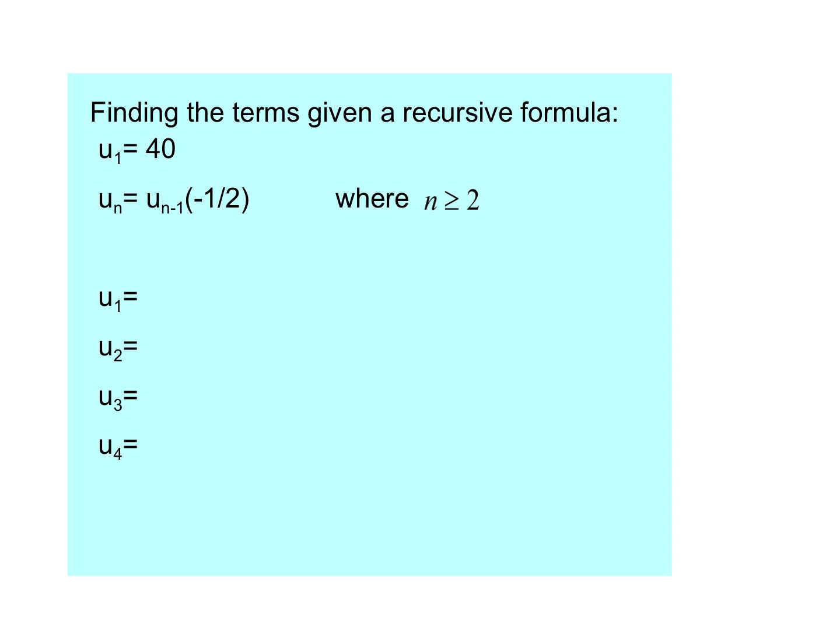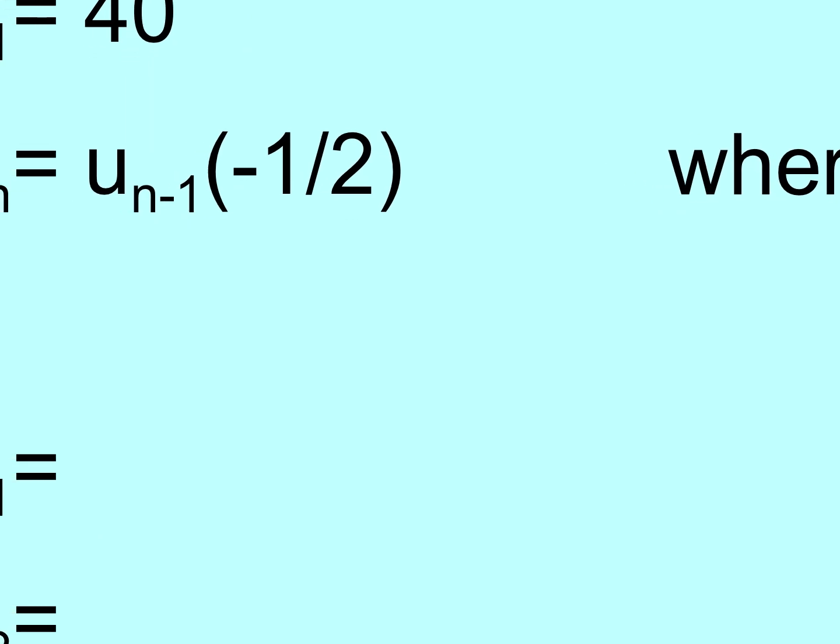Finding the terms given a recursive rule. Well, it's the same exact thing except now we're not adding or subtracting. That's multiplying by negative a half. Totally could use a calculator and go negative 0.5. I'd be fine with that. All right.